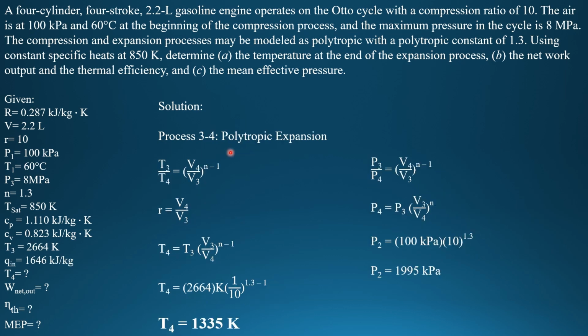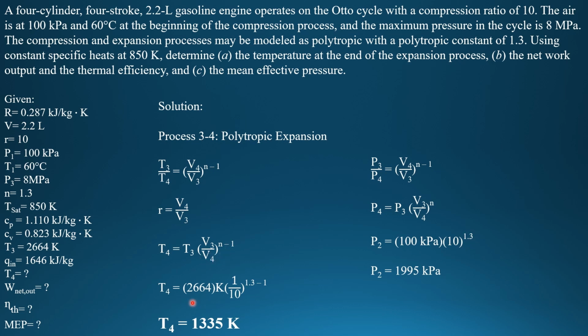After process 2 to 3, we will be going into process 3 to 4, which is called the polytropic expansion. And here's the equation to get the temperature at state 4. We have this, T3 over T4 is equal to V4 over V3 raised to n minus 1. And since we know that r, or the compression ratio, is equal to V4 over V3, we reciprocate this equation, and we have this equation of our T4, or the temperature at state 4, that's equal to T3 times V3 over V4 raised to n minus 1.